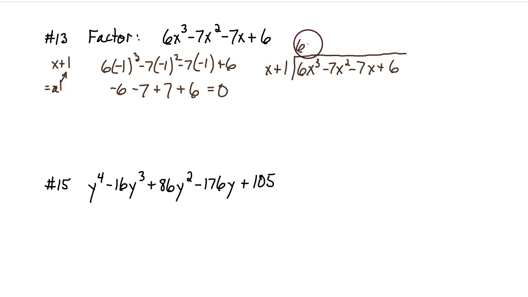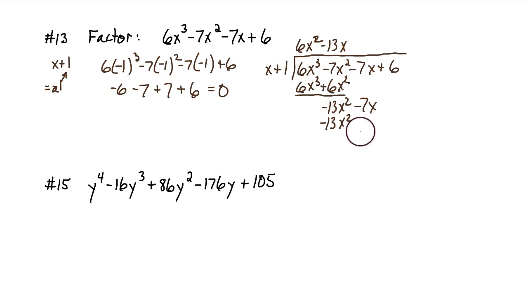X times 6x squared makes 6x cubed. And 6x squared times 1 is positive 6x squared. Negative 7x squared subtract 6x squared is negative 13x squared. Bring down the negative 7x. X times negative 13x makes negative 13x squared. And negative 13x times 1 is negative 13x. Now subtract. Negative 7x subtract negative 13x is 6x. And bring down the plus 6.